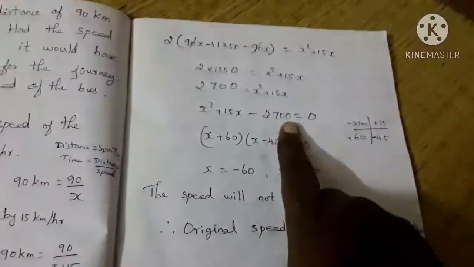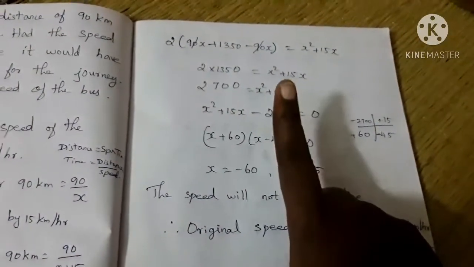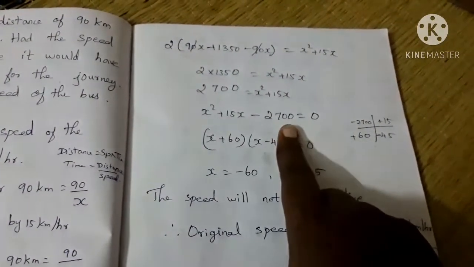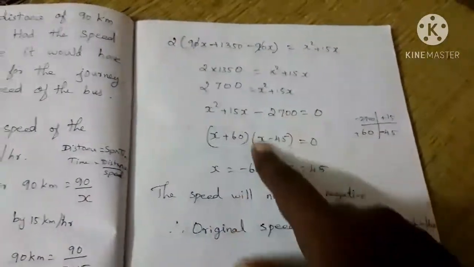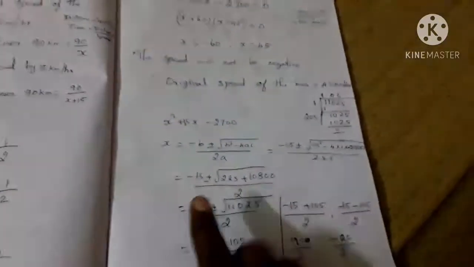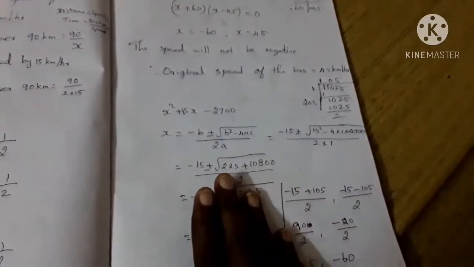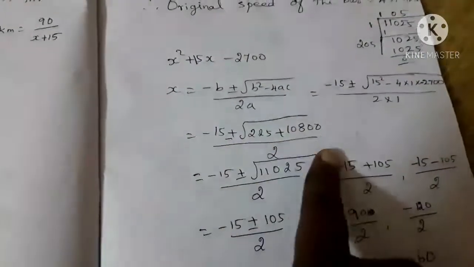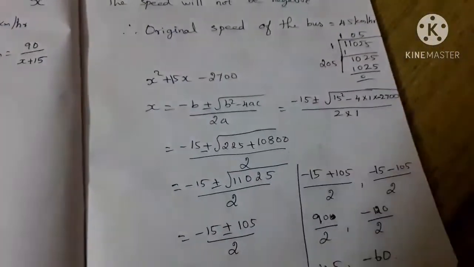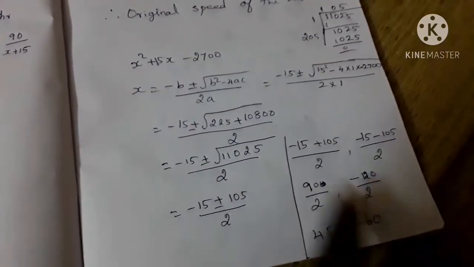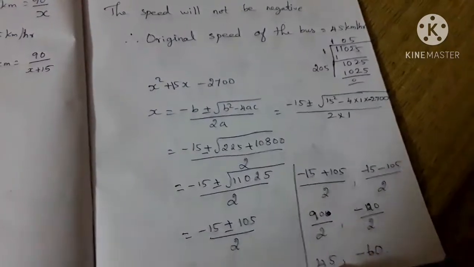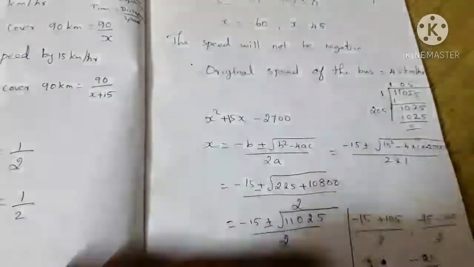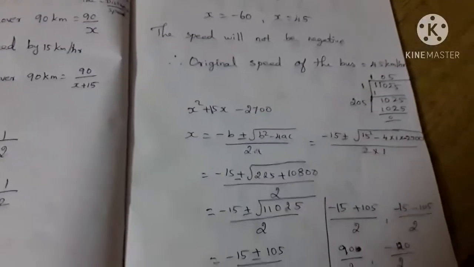If you find the numbers too big, you can use the square root or formula method here. If you feel it is difficult to find the factors, you can use the formula method with the a, b values and find the factors. You get the same factors, 45 and minus 60. So we do not take the negative value. We take the positive value as the original speed.